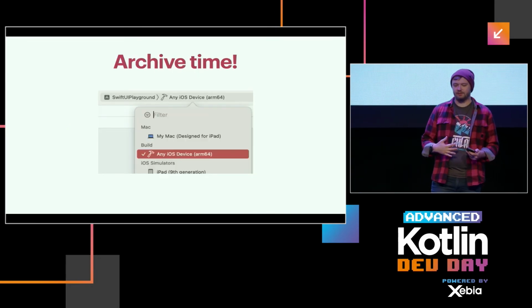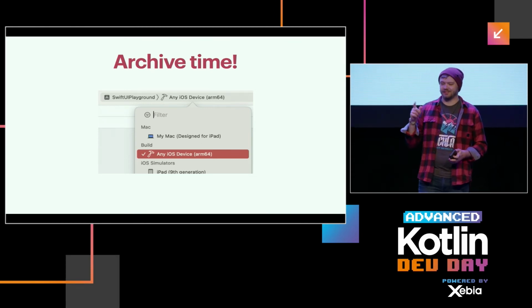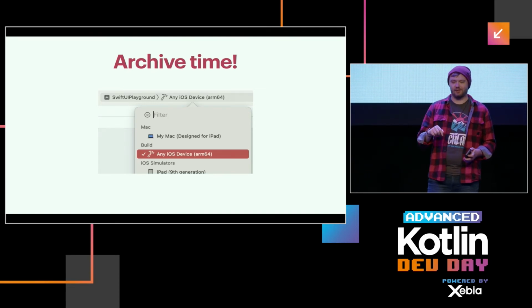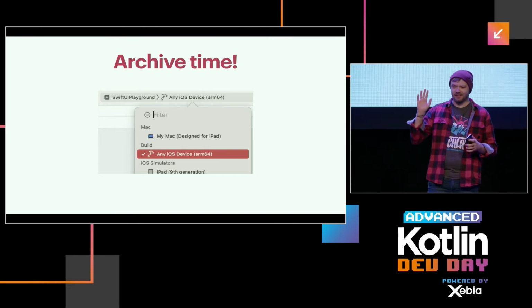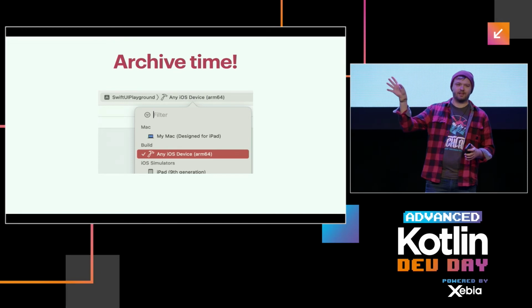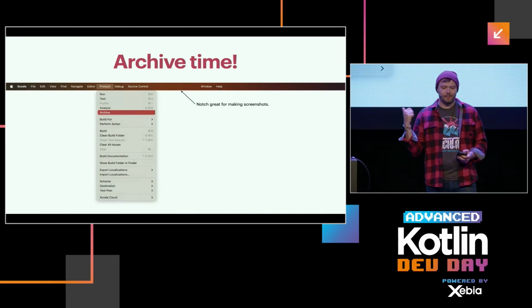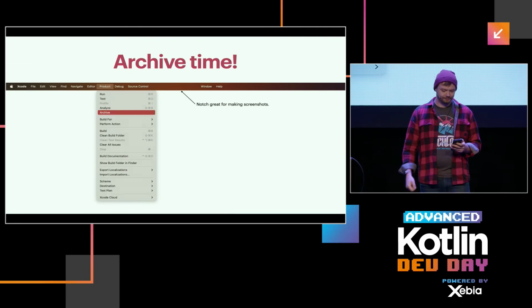Now it's time to archive. One funny thing is that you need to make sure to select this target before you go to archive, otherwise it will be grayed out. When I started with iOS, I saw people say you just go and do archive, but it was grayed out. How do I archive when it's grayed out? So just remember to select this first, and then you go to product and archive, and it will build your app.